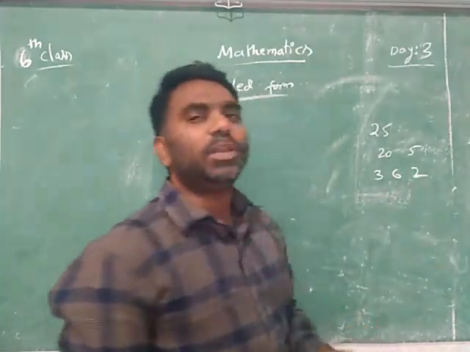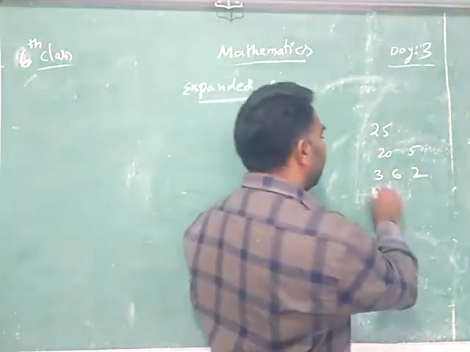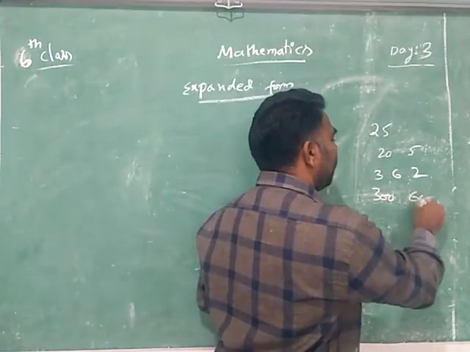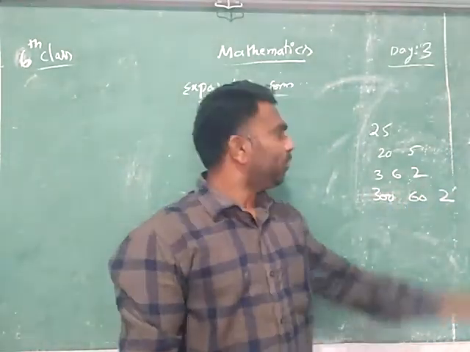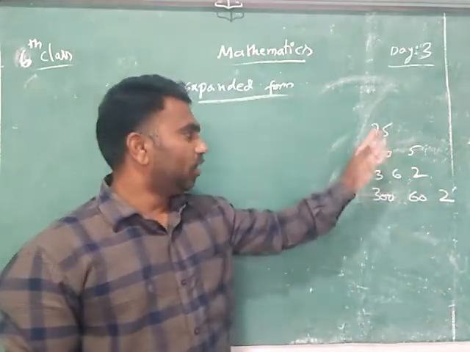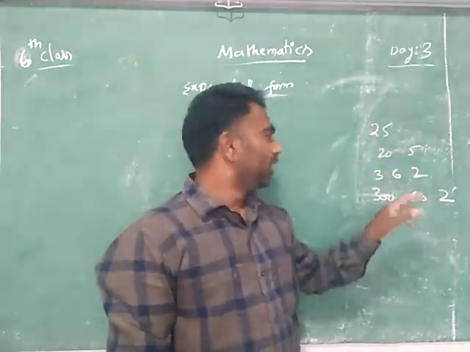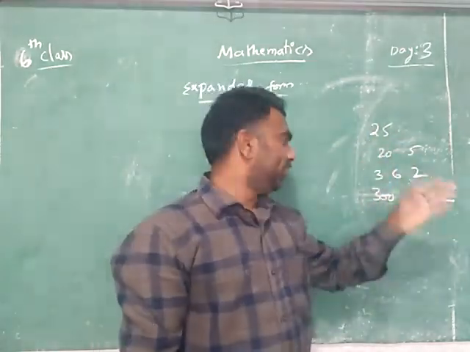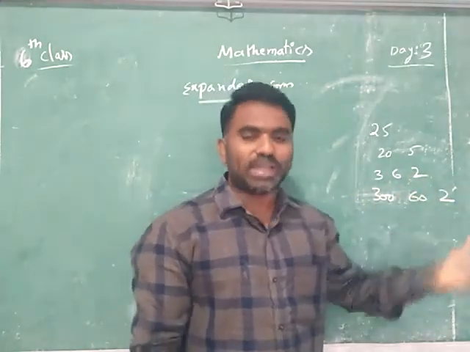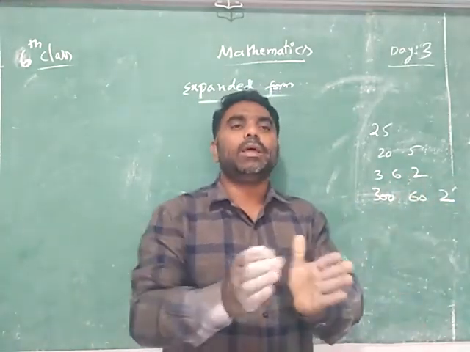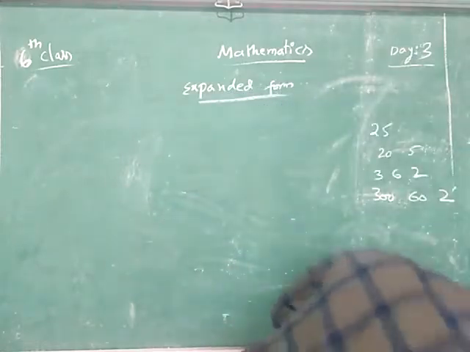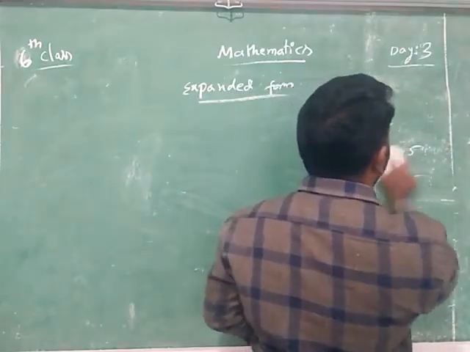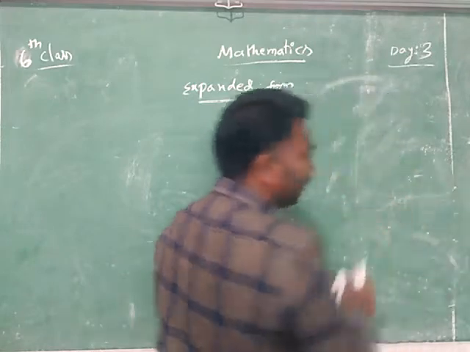362. What is the meaning of that? 362. That is called expanded form. Simple way: 25 means 20 and 5. That 362 means 300 and 60 and 2. This is called expanded form. When you are expanding place-wise, digit-wise place values, that is called expanded form. So we will write three examples, then you can understand it very well.